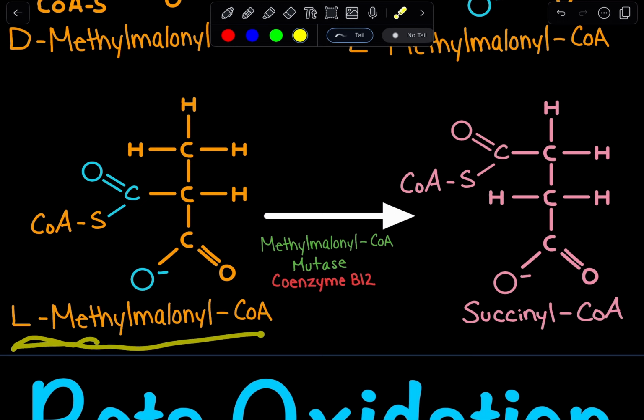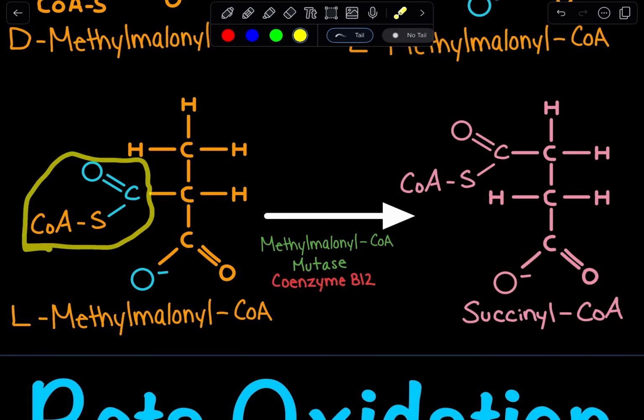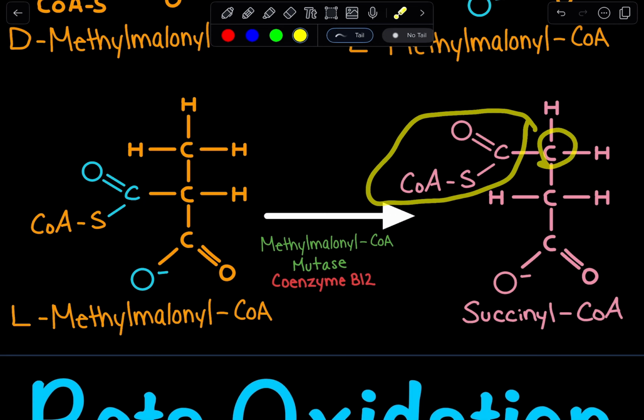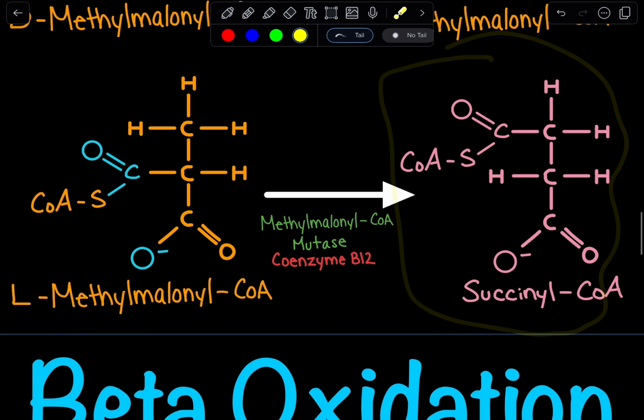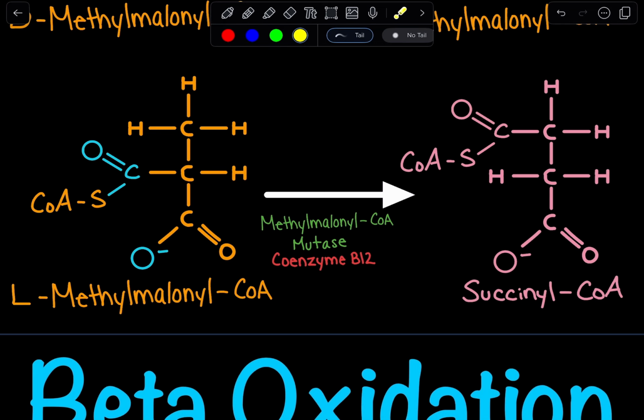So back to our L-methylmalonyl-CoA, what are we going to do? We're going to simply move a functional group, and we can see that this carbon group over here with the coenzyme A is being moved from that second carbon to this carbon up top over here, and as a result, that second carbon now bears a hydrogen. Now, what is this molecule? This molecule is succinyl-CoA. Where have we seen succinyl-CoA before? Succinyl-CoA is an intermediate in the TCA cycle.